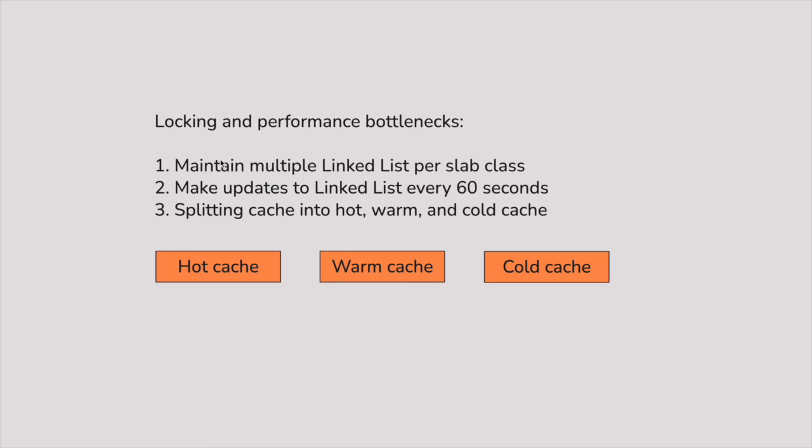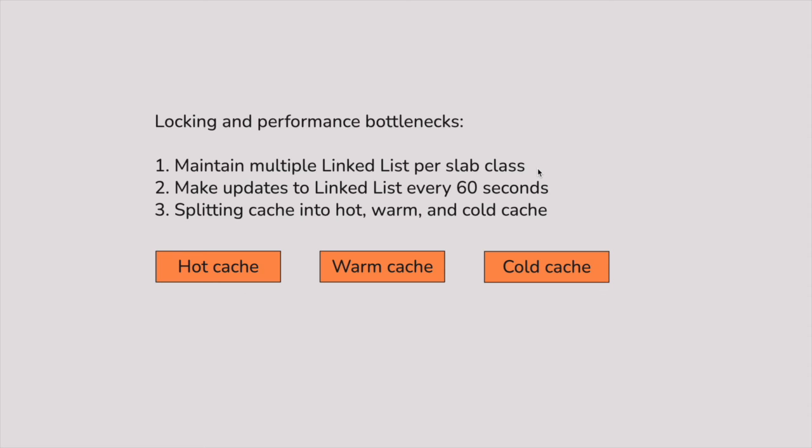So there are multiple ways we can apply here. The first one is that we can maintain multiple linked lists per slab class. This way we partition the linked list, and now if, for instance, there is a high demand for reads in the slab item 1, it doesn't impact the other slab class because they have different blocks.